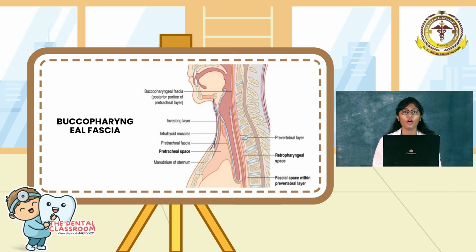Buccopharyngeal fascia forms a covering over the pharynx and esophagus, and it plays an important role in separating these structures from the prevertebral fascia that lies deeper. Superiorly, it is attached to the base of the skull and inferiorly it extends down into the thoracic cavity. This fascial layer helps define the retropharyngeal space, which is a potential space that is clinically important as a pathway for infection spread from the neck to the chest.